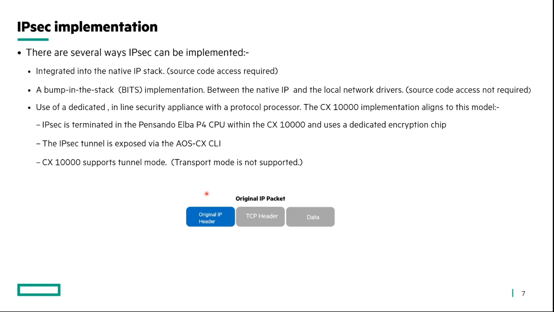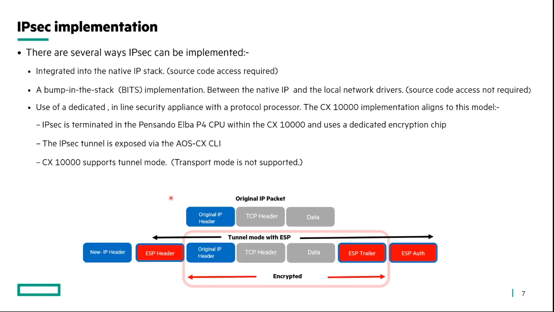So from a very high level, if we take the original IP packet prior to encryption, with IPsec encryption with ESP in tunnel mode using the CX 10.12, this is what the packet format will look like. The original IP header is now encrypted along with the payload, with the ESP trailer added, and an outer ESP header is added with a new IP header containing the source and destination of the tunnel endpoints.